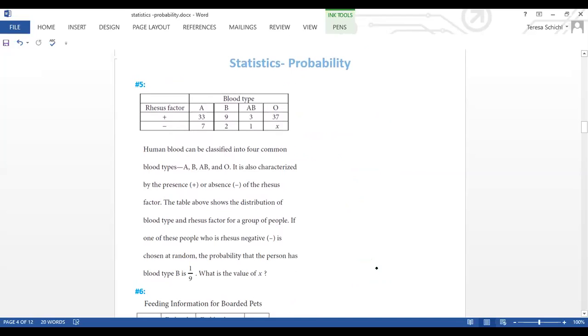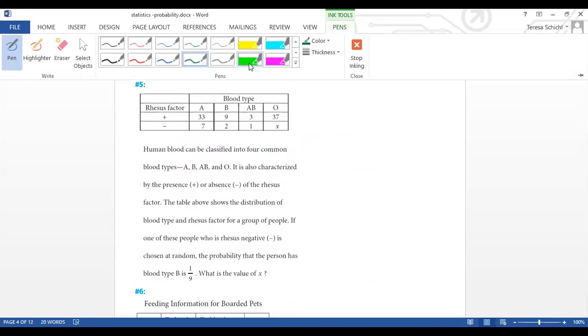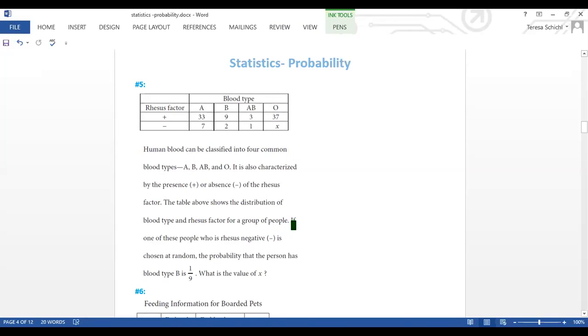Okay, so for human blood, we have the different ABO types, and then we have RH positive and RH negative here. So this is the distribution of the blood types here. Okay, now let's try to read. If they say one of these people who is RH negative is chosen at random, what is the probability that the person has blood type B is 1 over 9. So what is the value of X here?